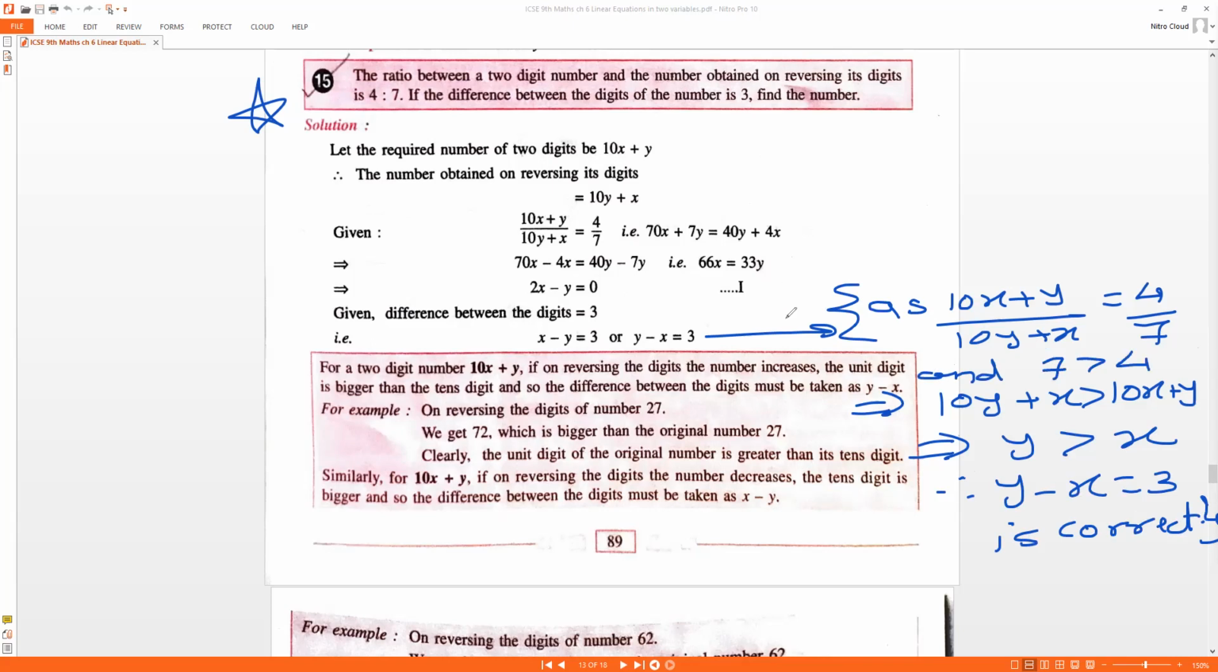If they had given the sum, then this problem wouldn't have occurred in the first place. If the sum is given, you can simply say x plus y or y plus x, it doesn't matter. Addition is commutative, subtraction is not. That is where you have to be very, very careful.